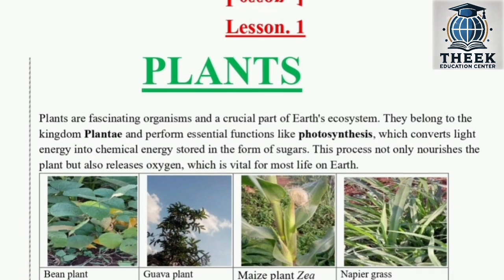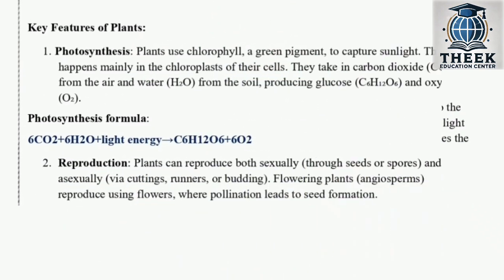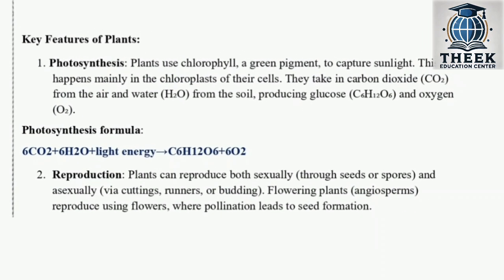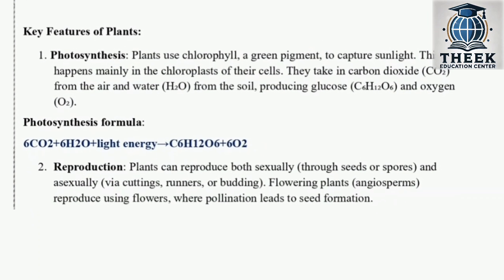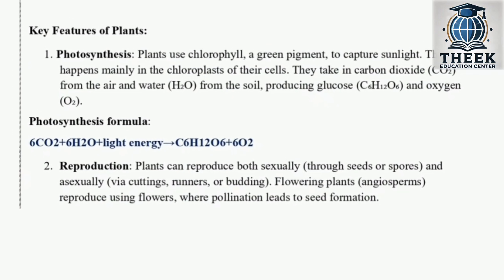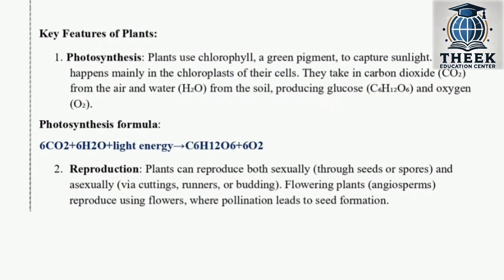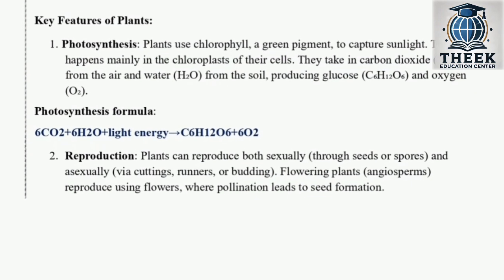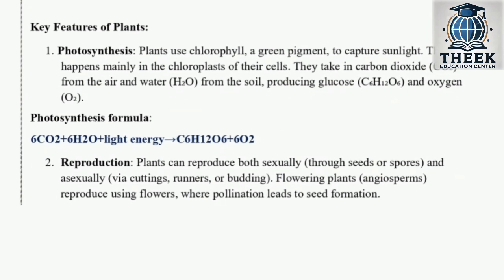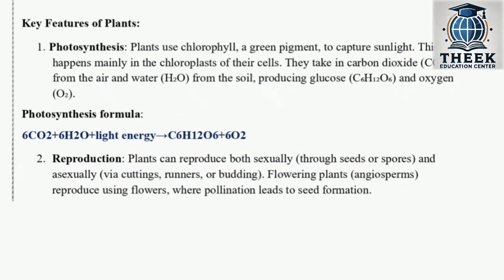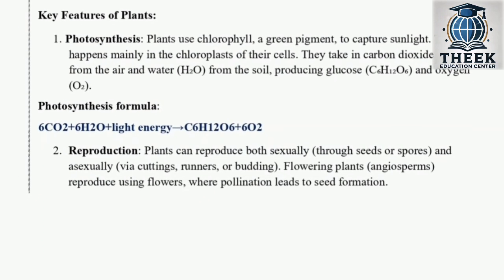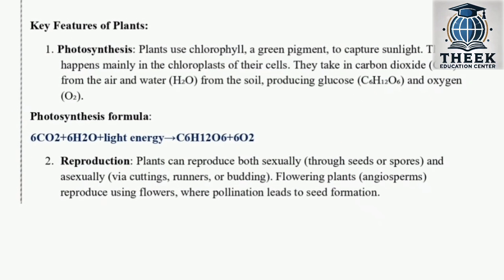Now, what are the key features of plants? One, we talk on the basis of photosynthesis, one of the key features of plants. Plants use chlorophyll, a green pigment in plants, especially the green plants. This green pigment absorbs or captures sunlight. And this happens mainly in the chloroplast of their cells.